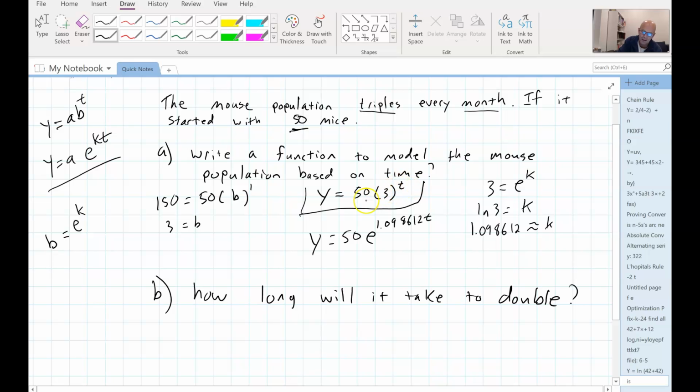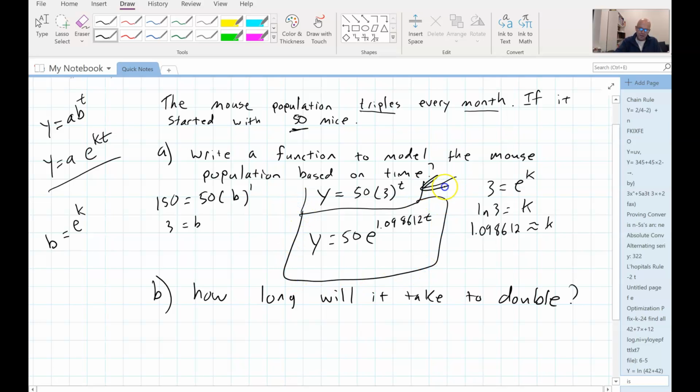And notice if you put a 1 in there, you'll get close to 150. Probably won't be exact because we had to round off there. But let's try that. E to the 1.098612. You get 2.999999 times 50. And sure enough, we get 149.999, which would be 150. Okay. So there's your two models. Either one of those would work.